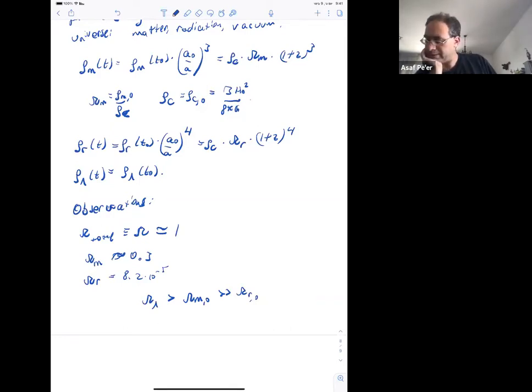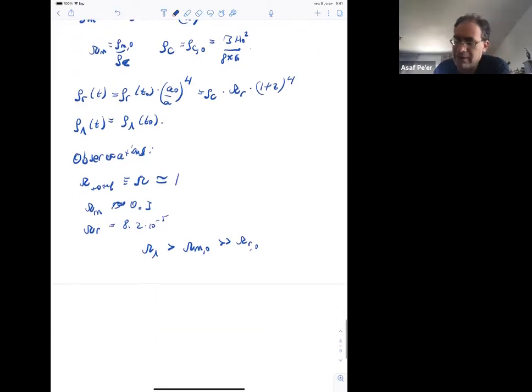But of course, it has not always been like that. Since the energy density in the photons dropped down faster than the energy density of matter, there was some time in the past history of the universe where the energy of the radiation dominated the total energy of the universe.